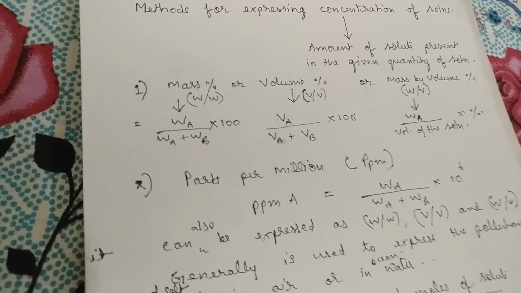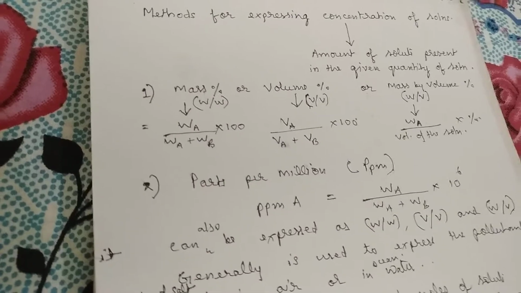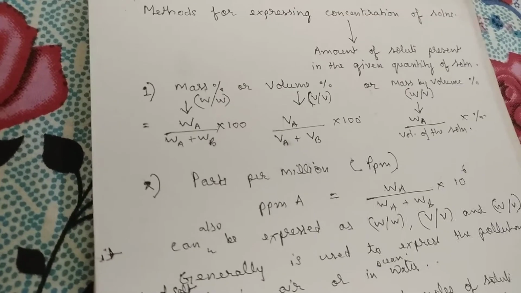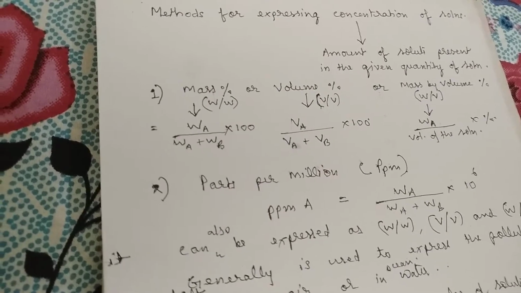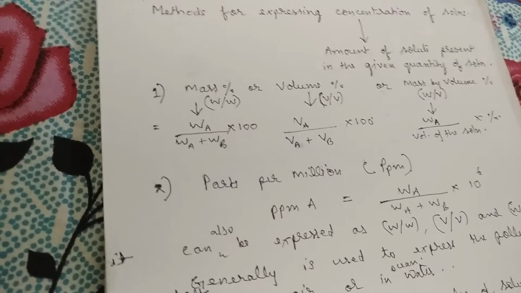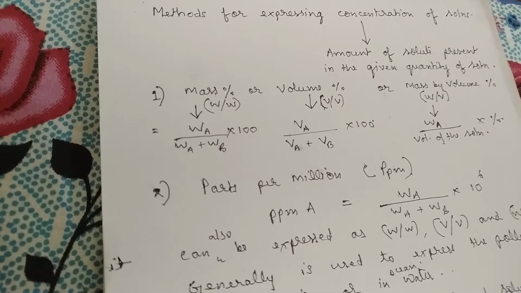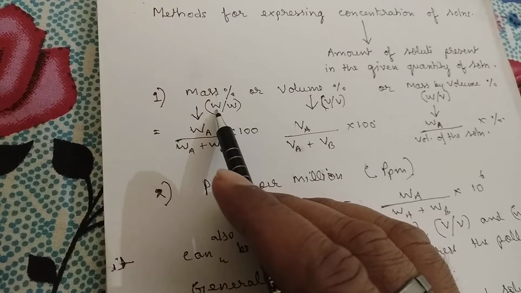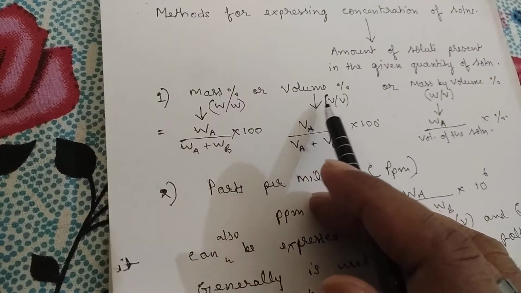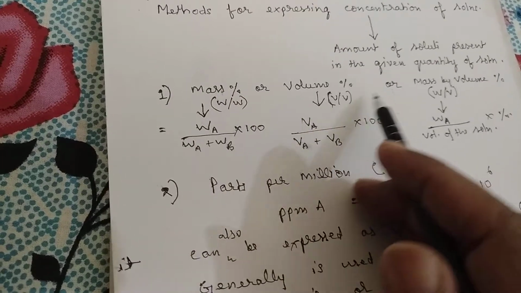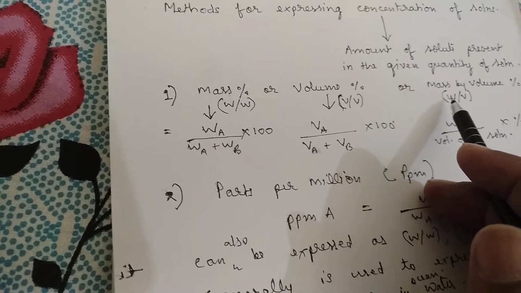Now, the first method to express the concentration is percentage. The concentration is expressed in percentage, and this percentage may be in terms of mass percent, volume percent, or mass by volume percent. Mass percent is expressed as W by W, volume percent as volume by volume, and mass by volume percent is expressed as W by V.